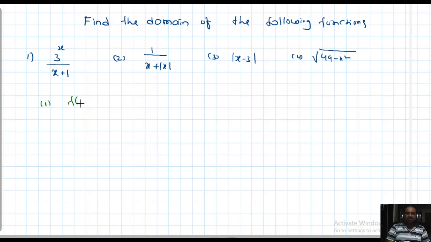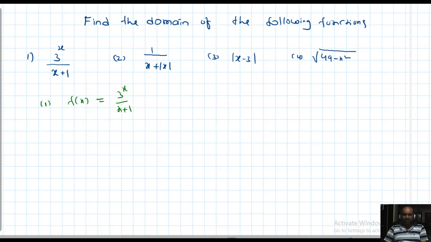First function given as 3 power x by x plus 1. Actually, this is a relation between x and y. For what values of x should y be a real number? That we should find, that is called domain. Whatever may be x, 3 power x is a real number. But if you take x as minus 1, the denominator becomes 0. 3 power minus 1 by 0 is not a real number. That's why x should not be equal to minus 1. Except minus 1, you can take anything instead of x. That's why I can say that the domain of the function is all real numbers except minus 1.